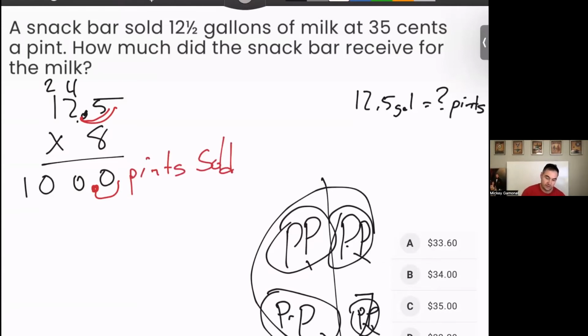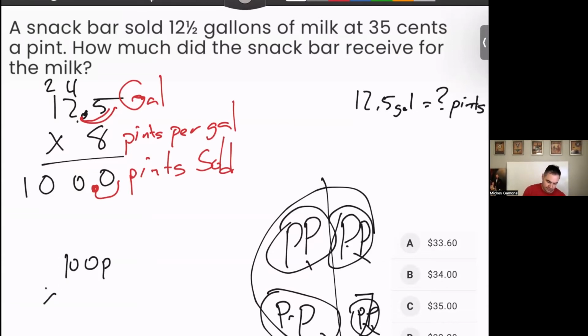So this is 12.5 gallons, and this is 8 pints per gallon. And so you multiply however many gallons by the rate. And then you do the same thing again. We're going to say how many pints, 100 pints, and then we're going to multiply that by how much it costs per pint. Well, that's given, right? 35 cents per pint. So you're just going to times that by 0.35 per pint.